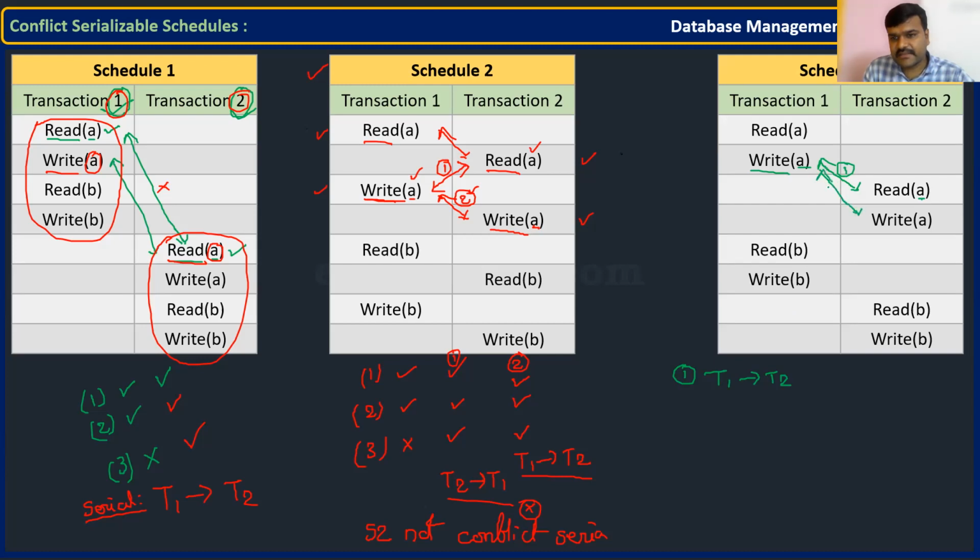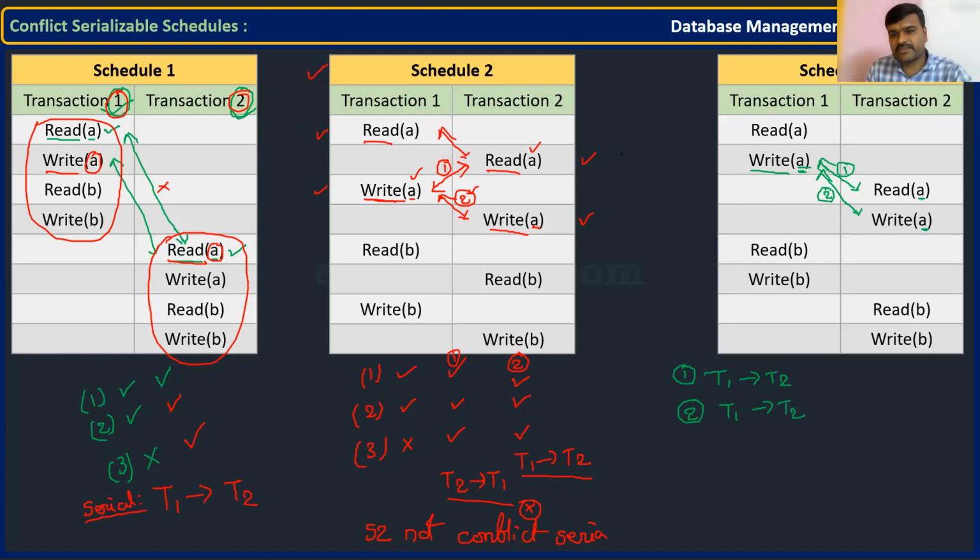The second one is also saying first T1 and then T2. Under all three conditions you can check: both have the same data item, different transactions, and at least one of them is a write operation. So it is also saying T1 first and then T2, is it or not? Now, the next, third one. See, this is a write conflict.